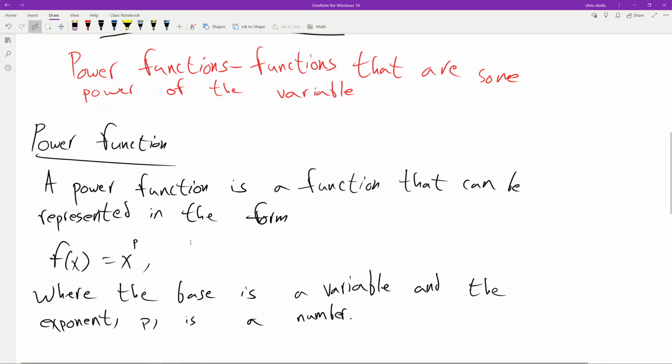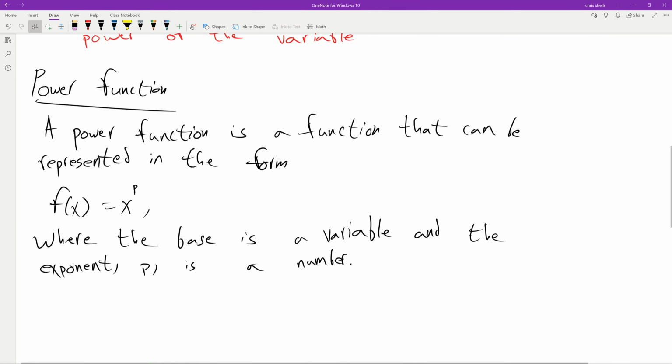So let's look at a formal definition of a power function. A power function is a function that can be represented in the form f of x equals x to the p, where the base is a variable and the exponent, p, is a number. So my base is this variable, which is x in this case, and this exponent p is a number.